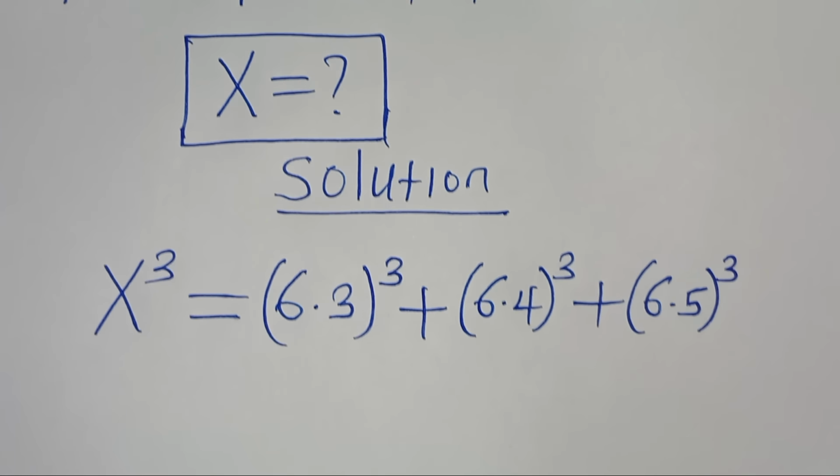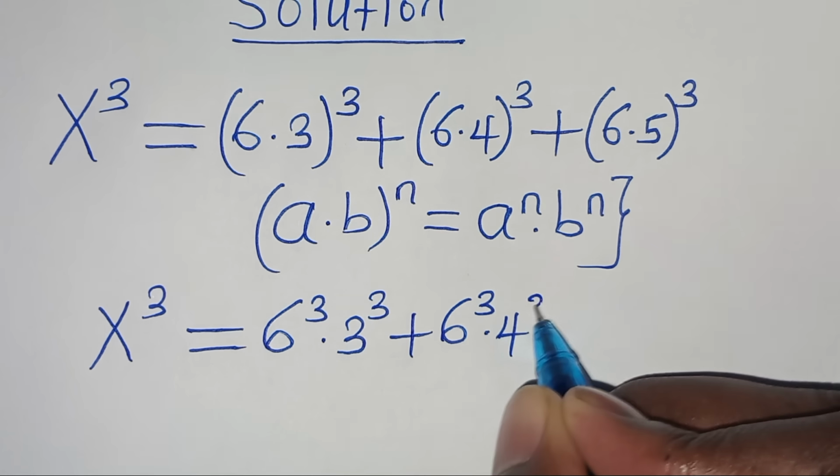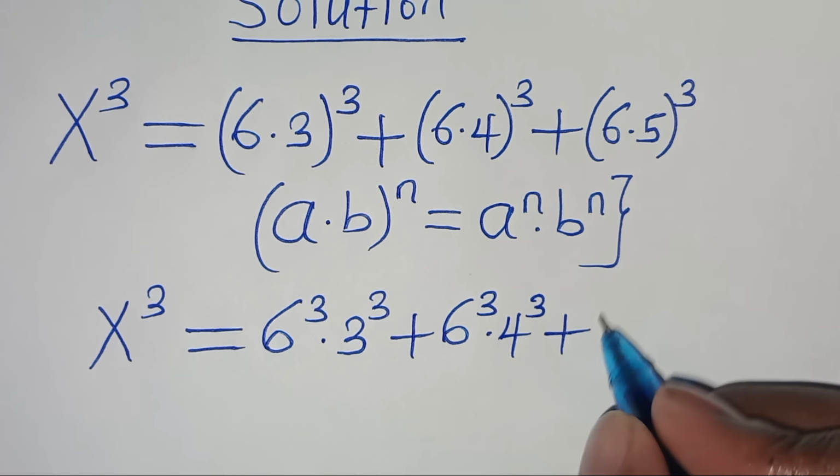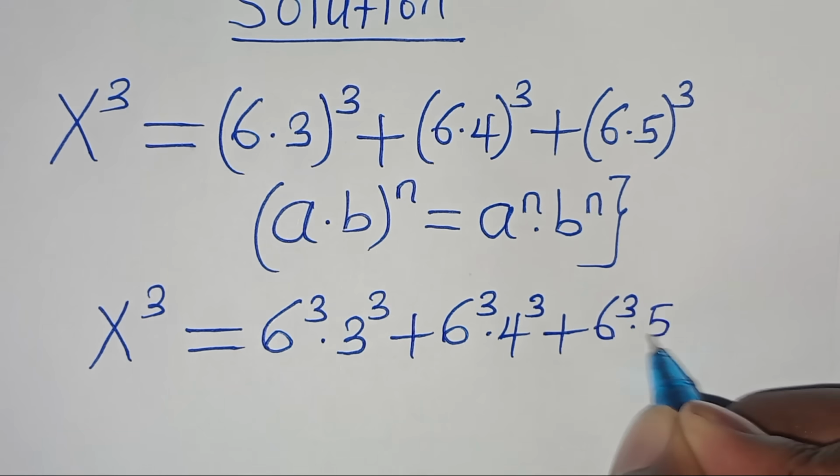Now, 6 times 3 to the power of 3, 6 times 4 to the power of 3, and 6 times 5 to the power of 3 are in the form of a times b raised to the power of n, which we can express as a to the power of n times b to the power of n. Applying this exponent property, we have x to the power of 3 equals 6 to the power of 3 times 3 to the power of 3, plus 6 to the power of 3 times 4 to the power of 3, plus 6 to the power of 3 times 5 to the power of 3.